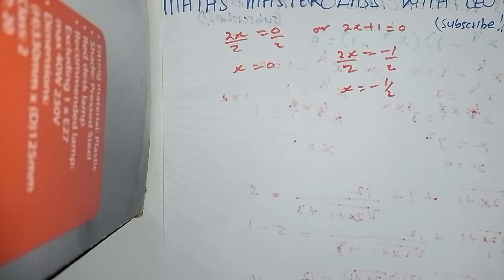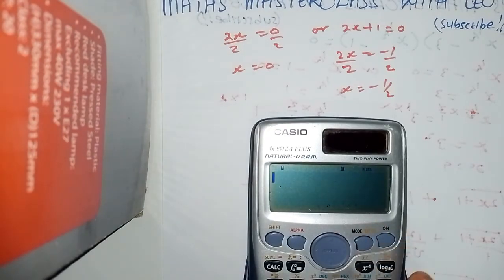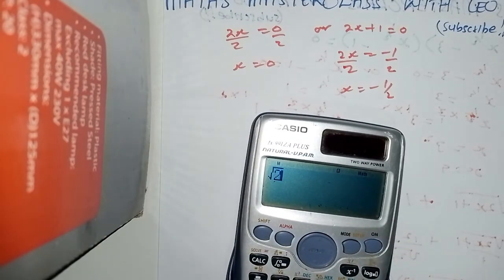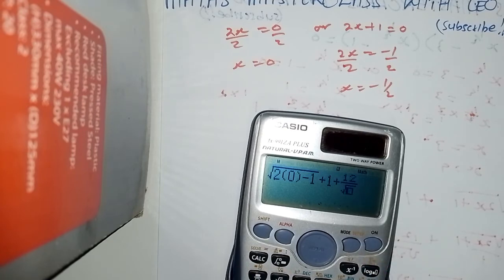Let me just prove which one is correct. Let's start with 0. I have the square root of 2 into 0 minus 1 plus 1 plus 12 over square root of 2 into 0 plus 1 plus 3. It should give us 5. It should give us 5.